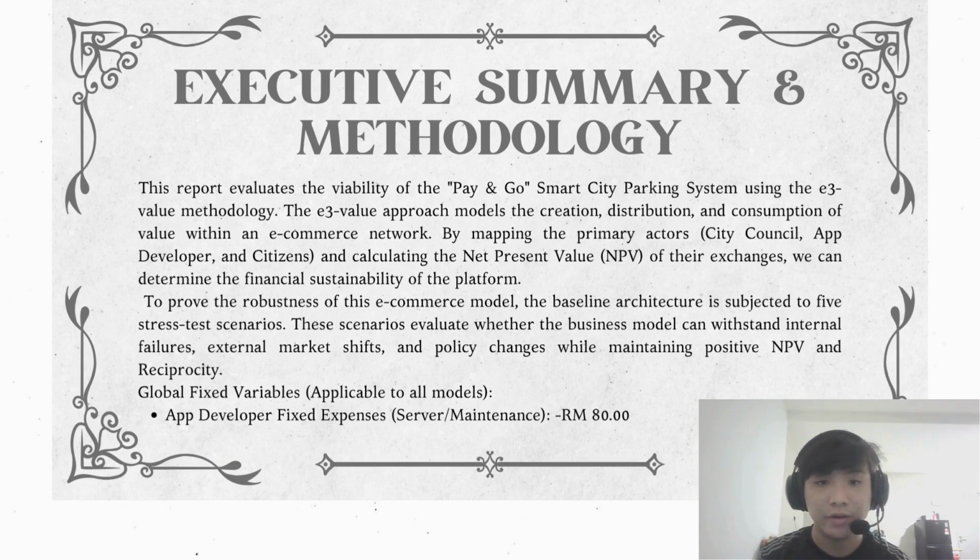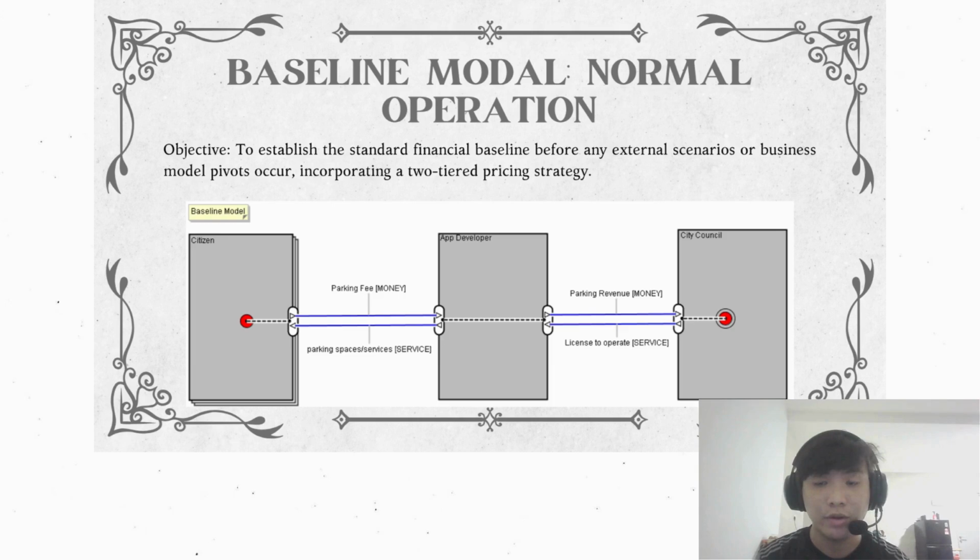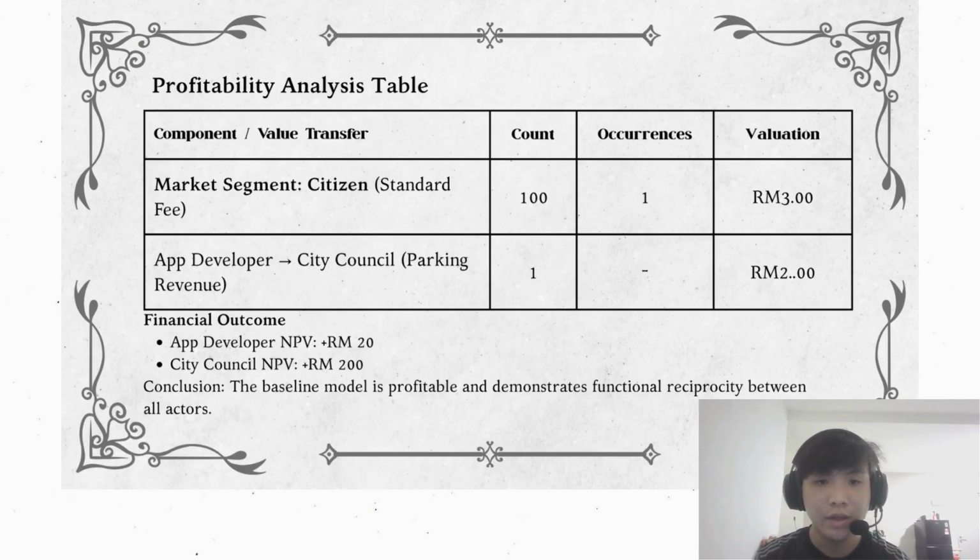So the objective of our baseline model is to map out the standard value transactions under normal daily operations before any external changes occur. In this baseline network, we set our market segment for the standard citizen at a count of 100. So how does the flow work? The citizen pays a parking fee of 3 ringgit to the app developer in exchange for utilizing physical parking space and digital services.